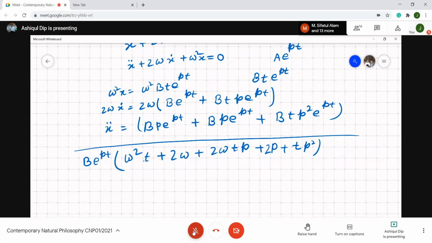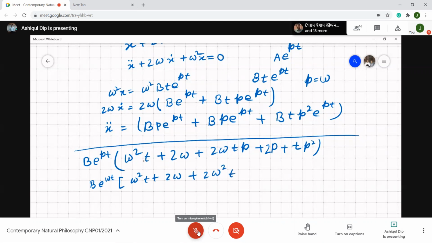So from one solution, we already know that P is a solution to the differential equation. That means P equals omega. That was one. So let's substitute here. We want it to be 0. That's what we are trying to show. So if we substitute, we get b e to the power omega t, then omega square t plus twice omega plus twice omega square t plus twice omega plus t omega squared. This is what we get.